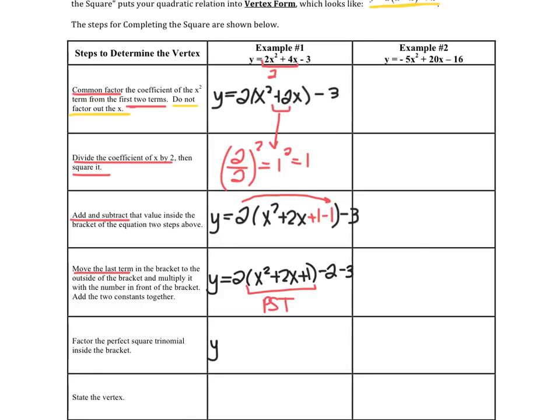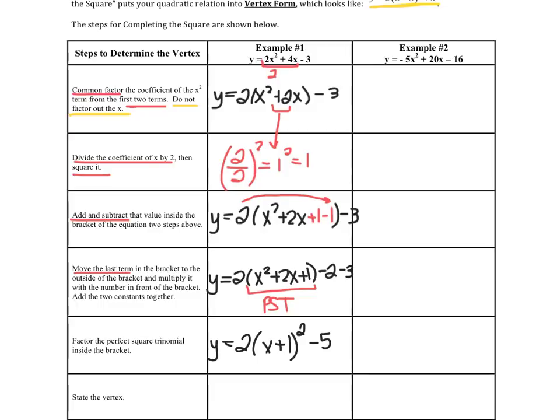Now I can factor the perfect square trinomial. So I have y equals 2. The square root of x squared is x, the square root of 1 is 1. I'm going to put addition because my middle term is addition. I can't forget about that exponent of 2. While I'm doing that, I'm also going to collect my like terms: negative 2 minus 3 is negative 5. Now it's in vertex form.